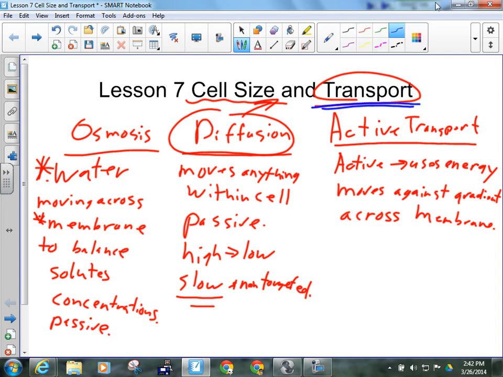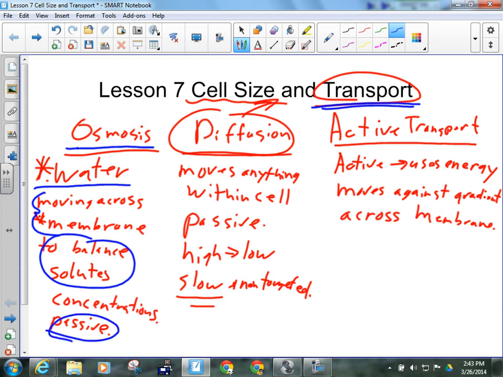So what I'm going to need you to do is write down a few of the things that are on the board here, the key points of the three types of transport. Osmosis only transports water. That's an important thing to know. It's always moving across a membrane. So it's the transport of only water across a membrane, and it balances solutes or salts. And it is, of course, passive. It requires no energy for it to happen. It simply occurs on its own.